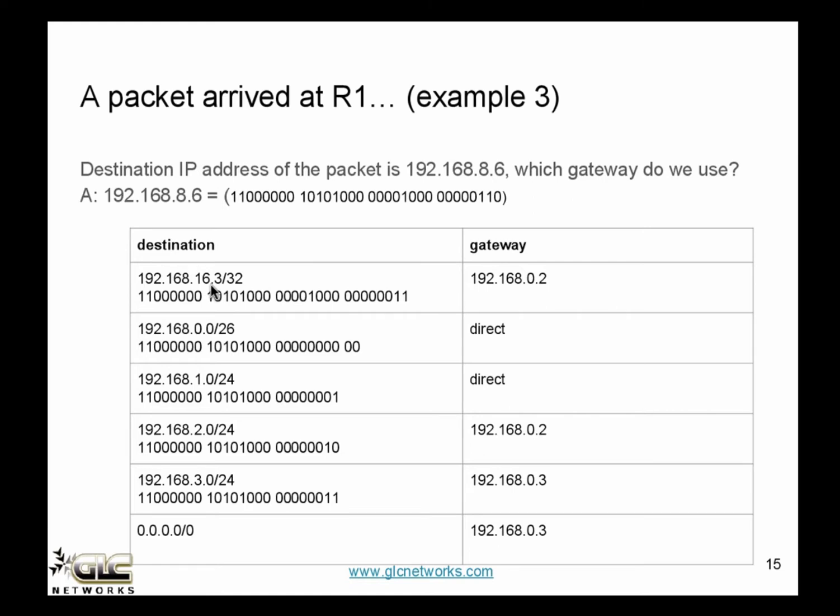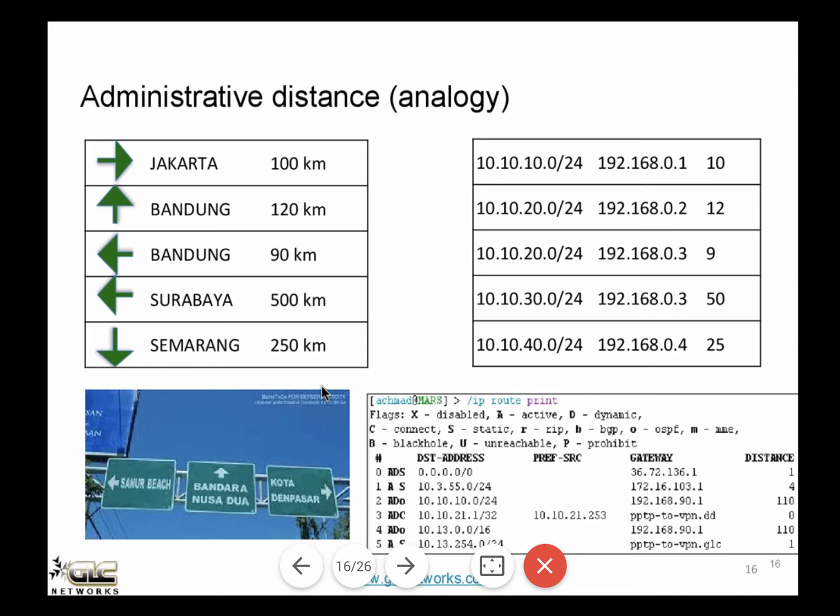So always think in binary. For me, I think it's easier if you're thinking in binary, because a computer is thinking in binary. If you want to know how a routing table works, they always think in binary, so you should think in binary too. That is for easier understanding of the routing table.